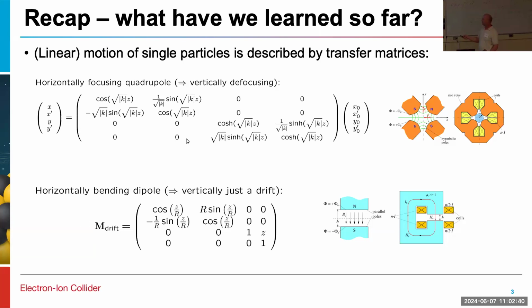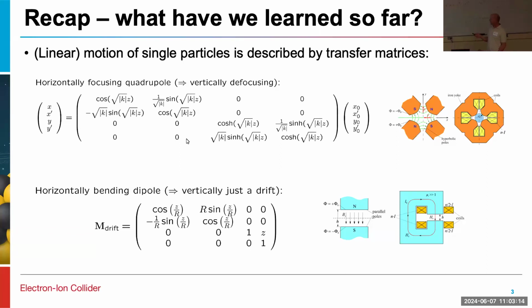So it describes motion in the horizontal plane X and the vertical plane Y. X prime and Y prime are the angles of the particle trajectory relative to the design orbit, basically. So I can also think of that as basically PT divided by the longitudinal momentum. So it's an angle. You see here, that's a cross-section of a quadrupole with these 4 poles, south-north, south-north.